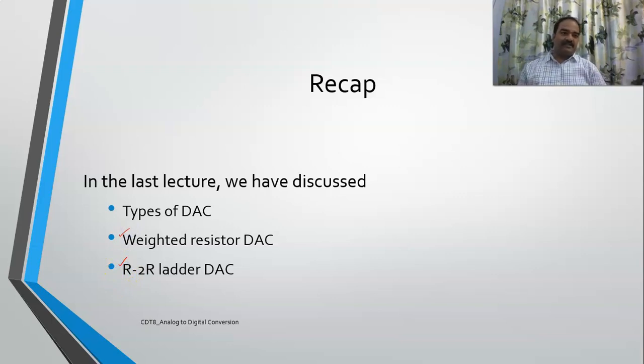And we have also seen that unlike the weighted resistor DAC, which requires different types of resistors and that too with higher accuracy, the R2R ladder circuit requires only two types of resistors and is highly advantageous when the number of bits is higher.